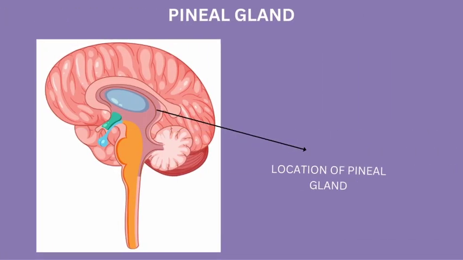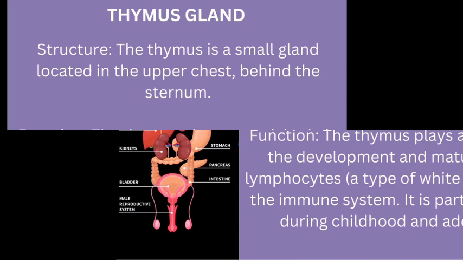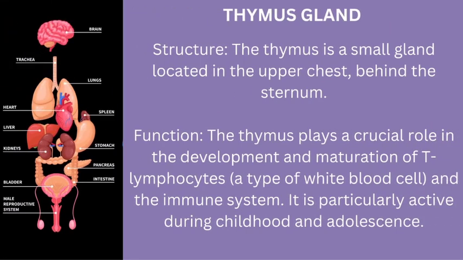Location of pineal gland. And now the last is thymus gland. Structure of the thymus gland. The thymus is a small gland located in the upper chest, behind the sternum. Function. The thymus plays a crucial role in the development and maturation of T lymphocytes, a type of white blood cell, and the immune system. It is particularly active during childhood and adolescence.